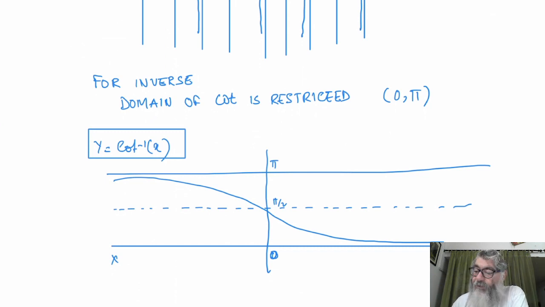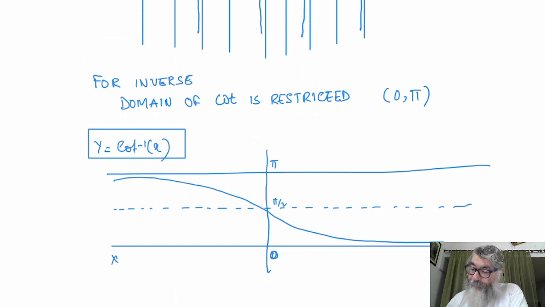Similarly, it is cot inverse. The only difference is that here the curve is between 0 and pi. There it was minus pi by 2 to pi by 2. It is totally above the x-axis, while in tan inverse x, it was half above the x-axis and half below. But here the complete graph is above the x-axis.